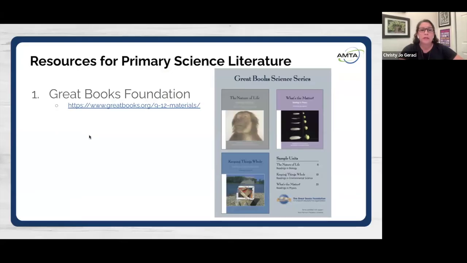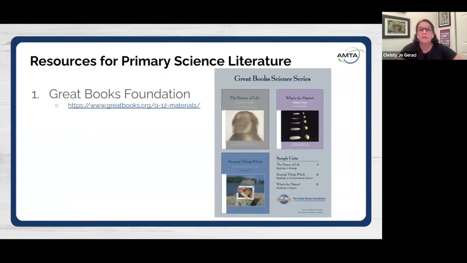First resource. These are books. So there are some free resources from the Great Books Foundation. The books themselves you do have to order. And I think I just ordered the physics one, the What's the Matter. I've just started using that one this year. I think it was somewhere around $30 to $50 for the book. I think closer to $30.